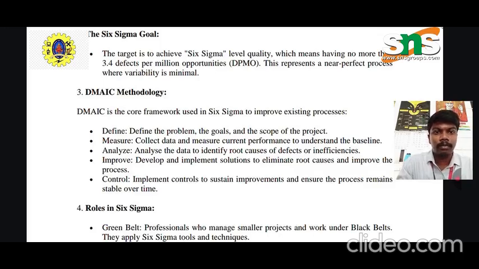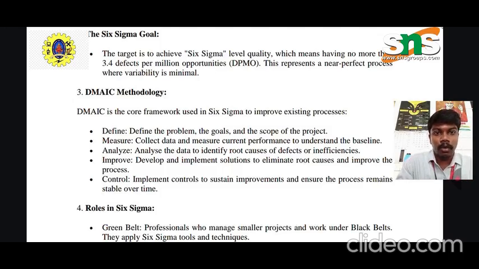Once you have analyzed, next move on to the improve phase. In the improve phase, they mentioned, develop and implement the solution to eliminate the root cause and improve the process. Whatever it may be, you should improve. Technologically improve, yes, accepted. Non-technological, yes, accepted. Whatever it may be, you should give some solution to attain the sigma level or attain the process efficiency.